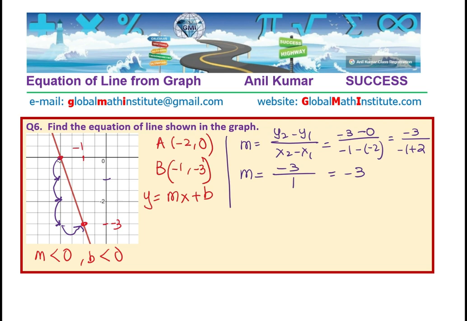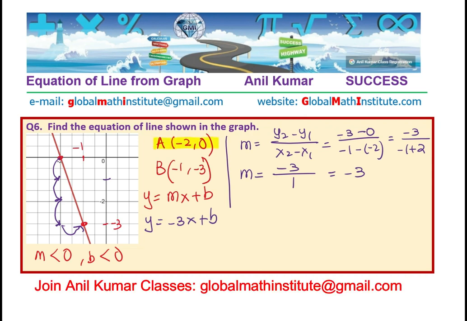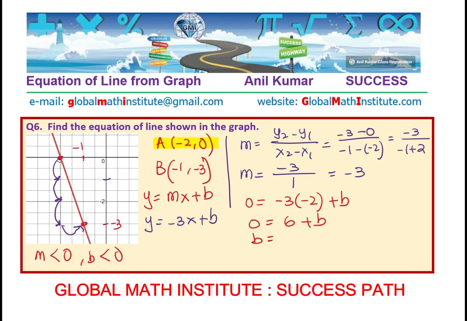Now we can write the equation as y equals minus 3x plus b. Now to find the value of b, we can use one of these points. I think a good point to use is minus 2, 0. So we'll plug in these points, right? 0 for y, minus 2 for x, to find b. That gives us 0 equals plus 6 plus b, and that gives me b as minus 6, correct? Since b is minus 6, now we know that y should be equal to minus 3x minus 6. Make sense?